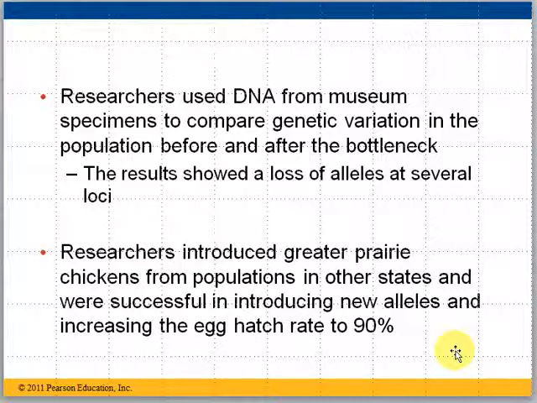To solve this problem, they had to bring greater prairie chickens from outside areas into the state of Illinois and put them in with the current populations. That would introduce new alleles, and that increased the egg hatch rate back up to about 90%. It increased the gene pool size and the genetic diversity, and that usually brings about good results.